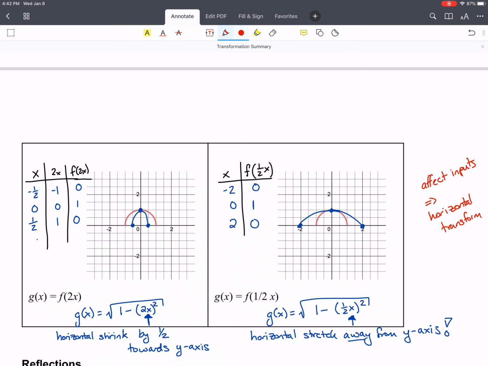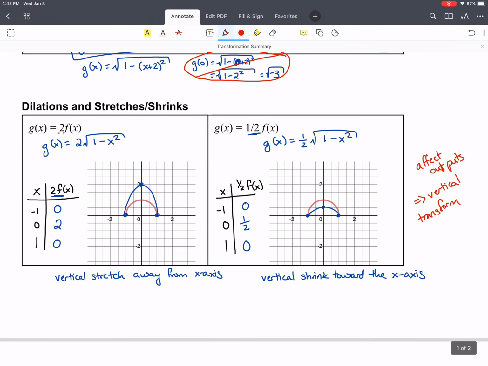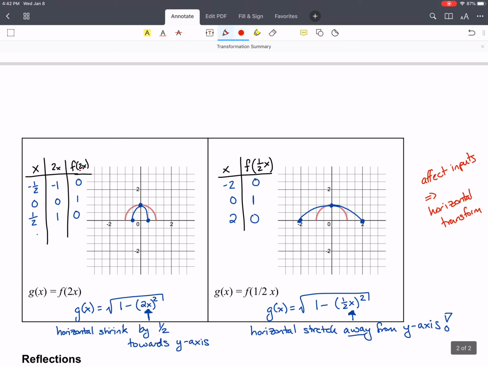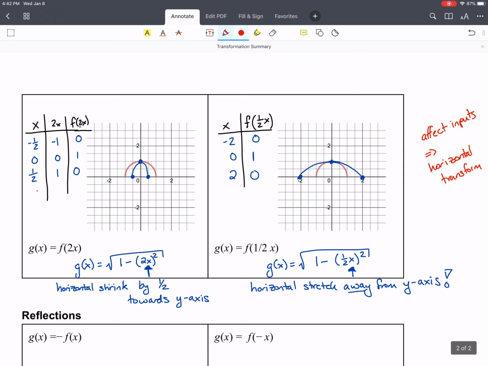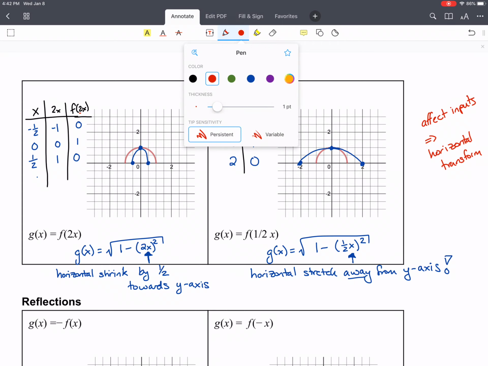One of the key things to notice is that when you had vertical dilations, when you multiplied by 2, you stretched away from the x-axis. But for the horizontal, when you multiply your input by 2, you shrink it towards the y-axis. Conversely, when you multiplied by 1/2, you did a shrink towards the x-axis. Now when you multiply your input by 1/2, you get a dilation away from the y-axis. So that's just good to realize. It kind of does the opposite of what it did for the vertical transformations when it's a horizontal transformation.